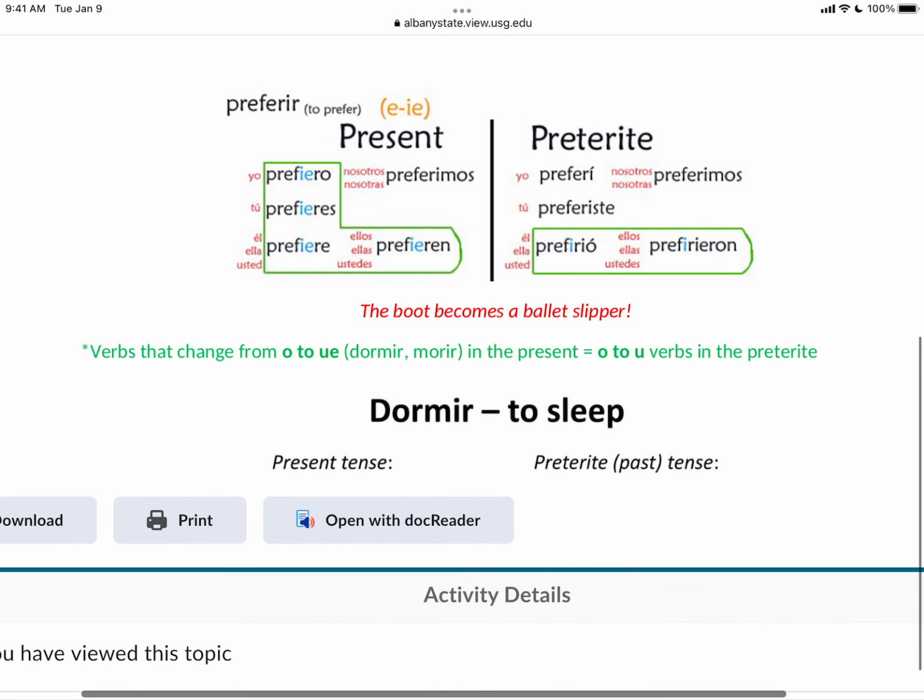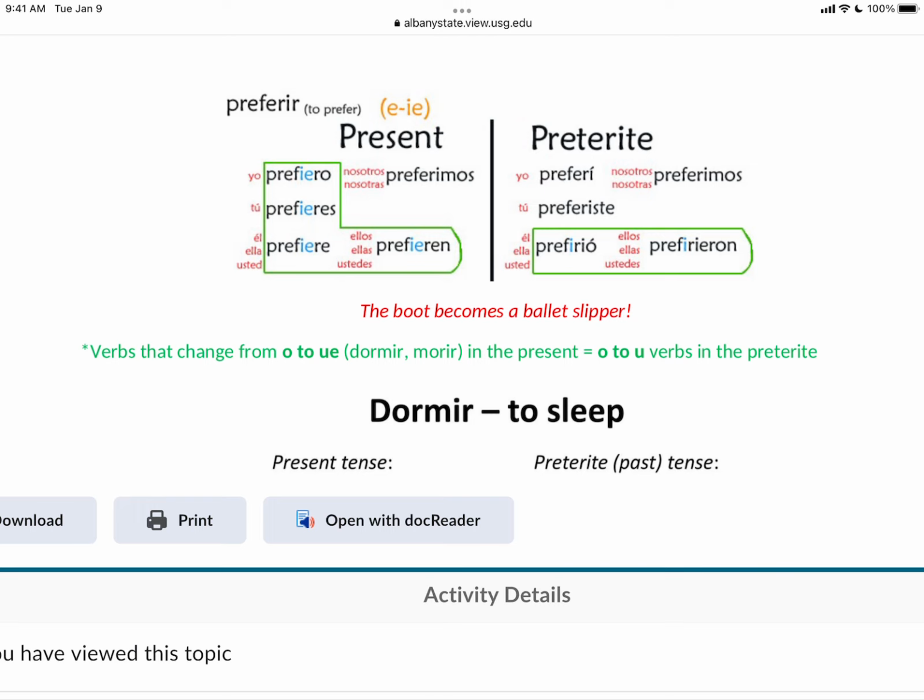Let's take preferir. It ends with an IR. So number one, does it fall into the category of an IR verb? It's not AR, ER, so it's possible that it has a stem changer in the preterite, right? Because we don't have any stem changers for the AR, ER verbs. This is an IR, so we have to consider it may have a stem changer. All right, let's take a look at it.